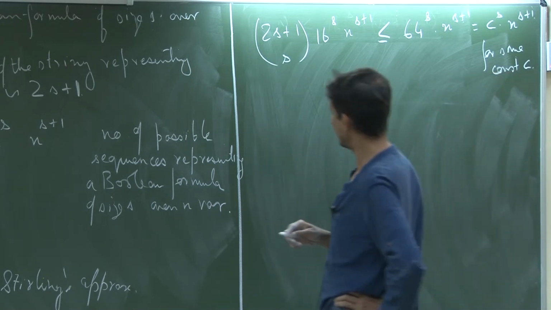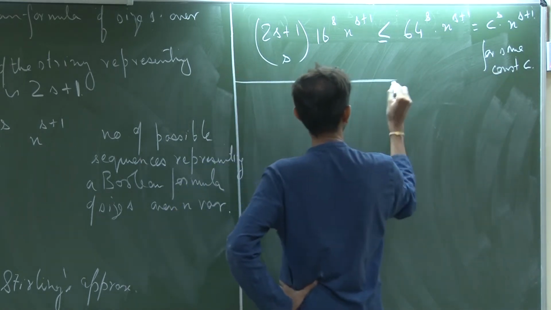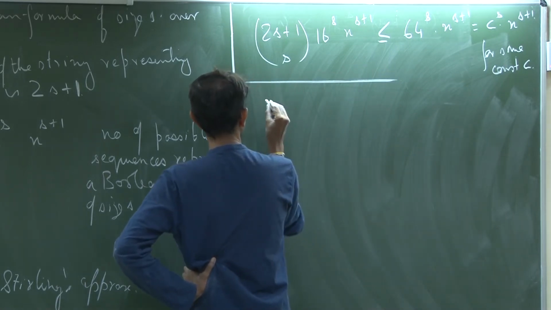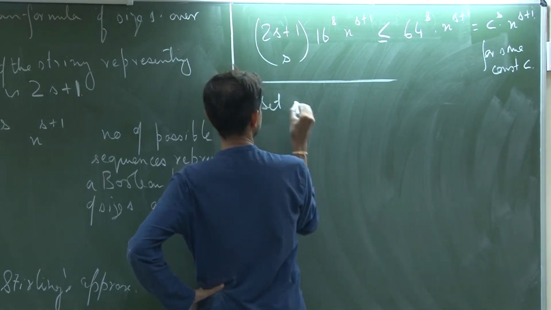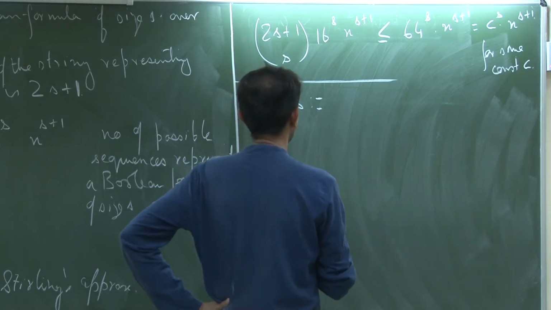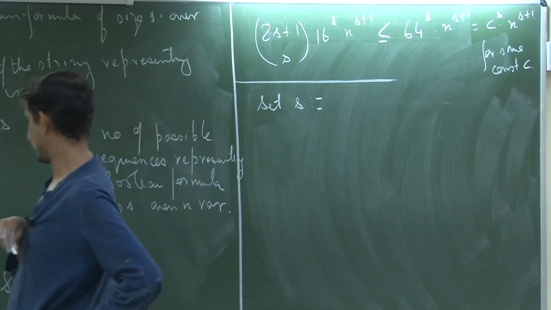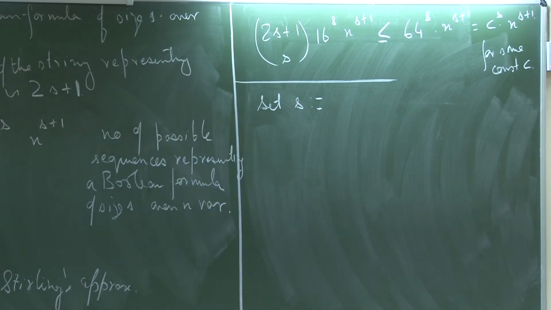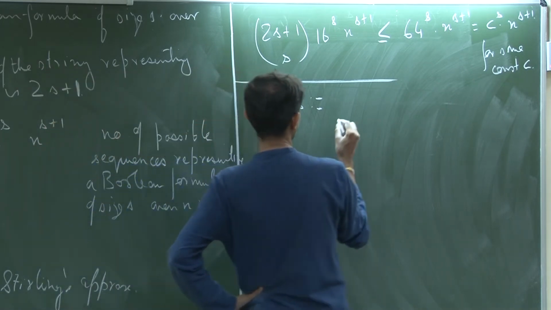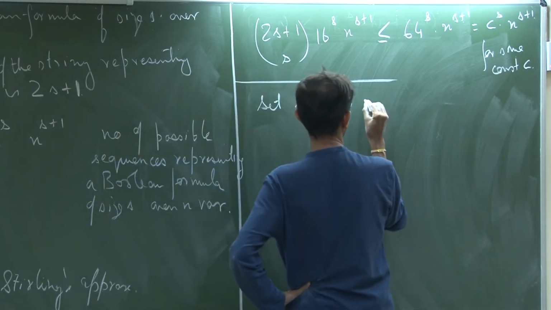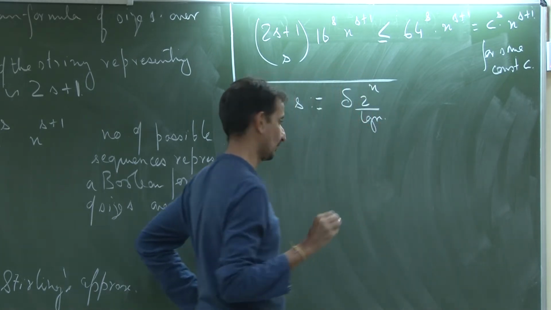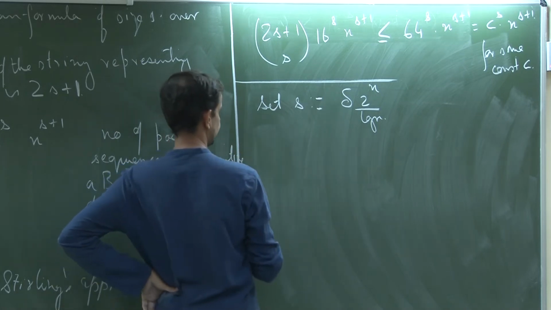Okay. Now, we will try to see what this quantity becomes. So, we set S to be delta times 2 to the power n by log n. Now, let us try to see what that becomes.